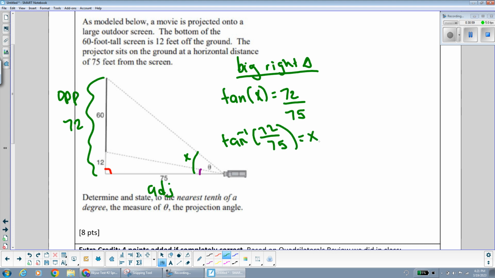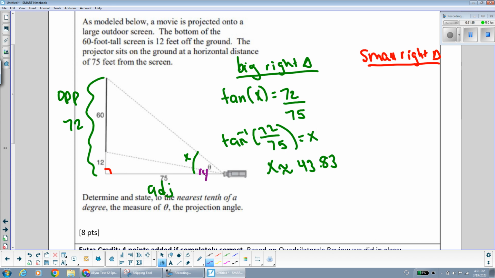Now let me put this into my calculator. Second tangent, 72 over 75. And I get about 43.83. I want to leave a couple of decimal places until my very last step so I don't get a rounding error accidentally. Now, I'm going to go to my small right triangle. So I just found this angle. Now I'll find this one. I'm going to label it Y.